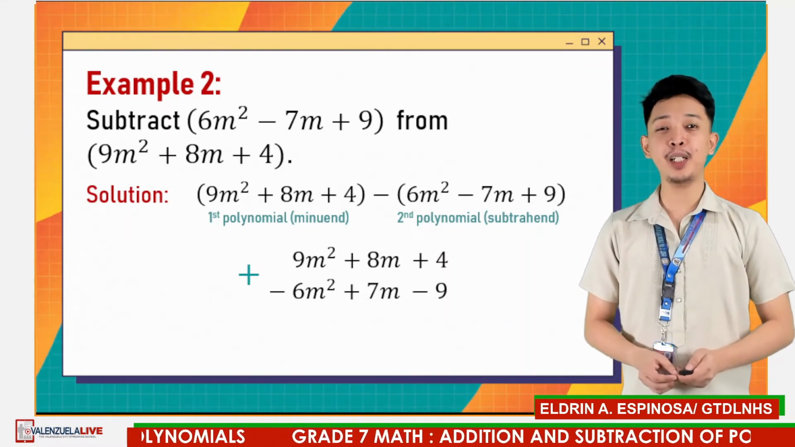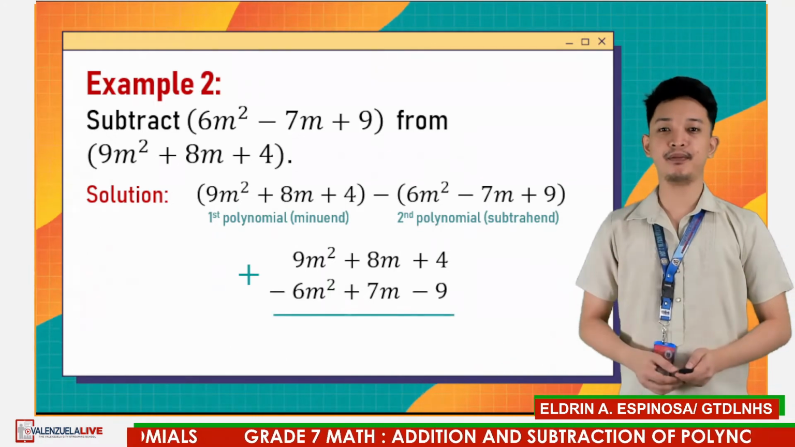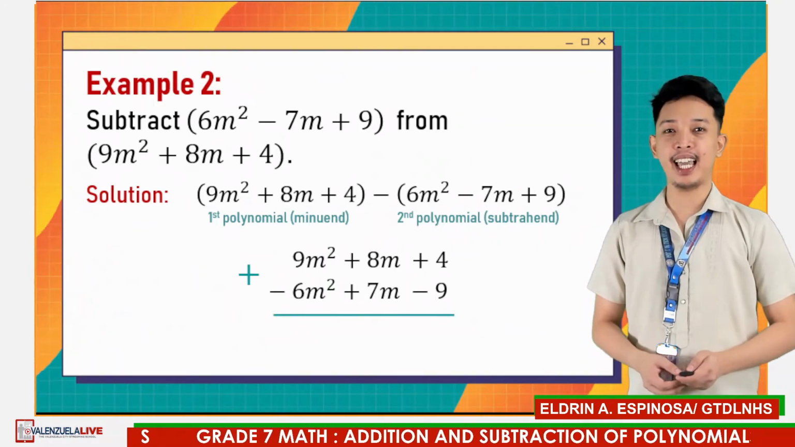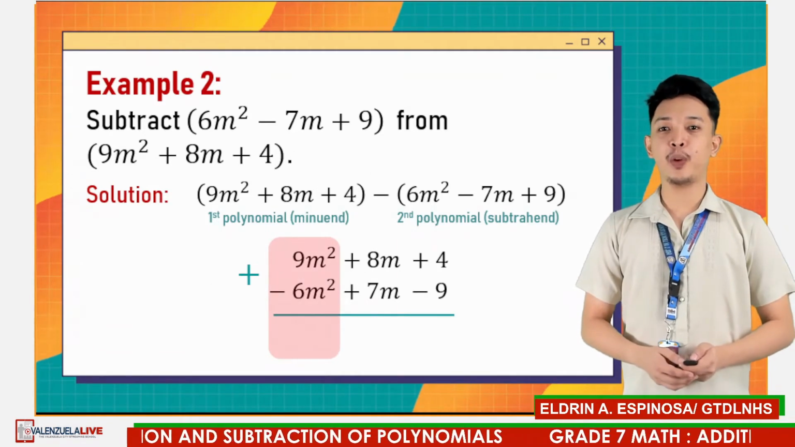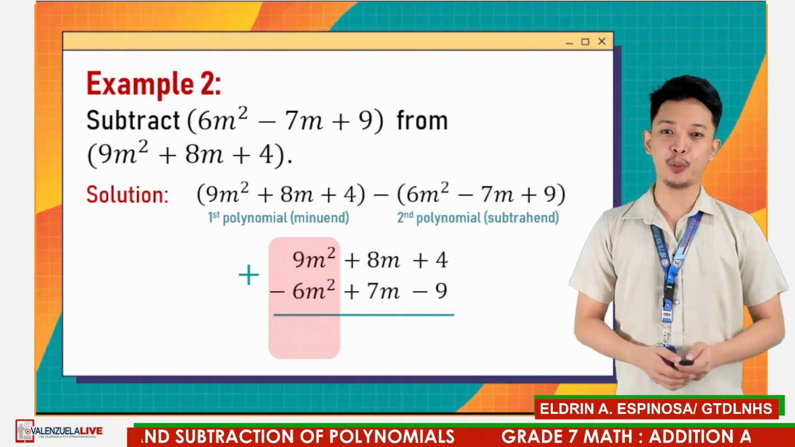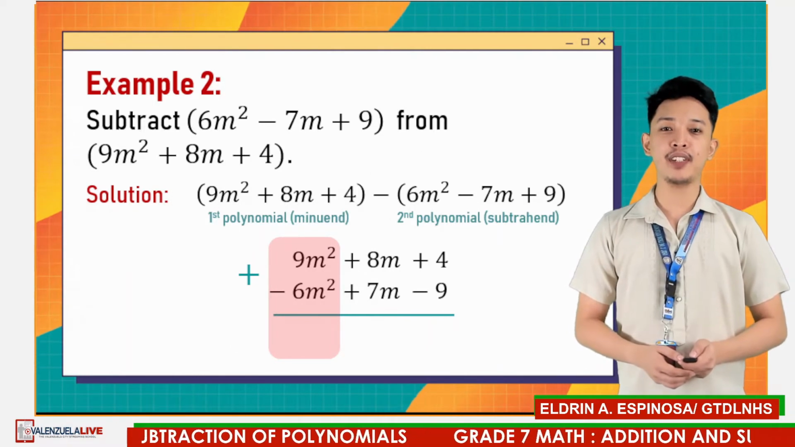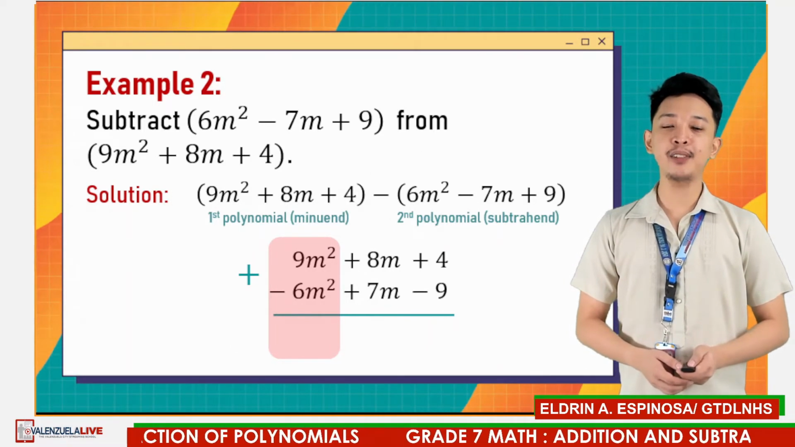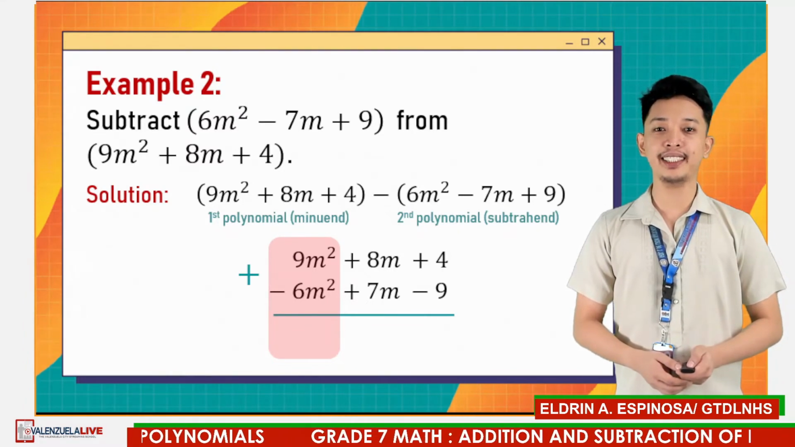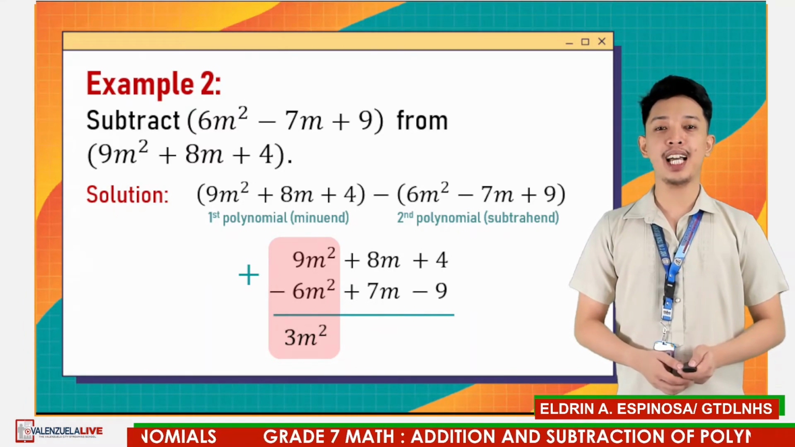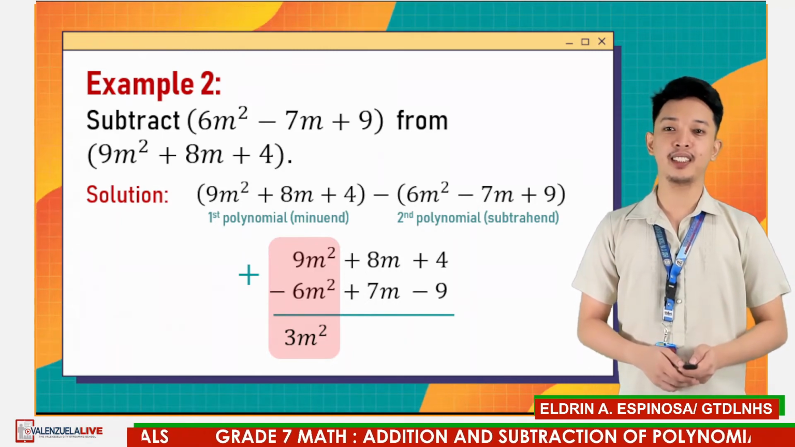Since the similar terms are all lined up, we can now simplify it. Adding the similar terms, we will have 9m squared plus negative 6m squared. Add the numerical coefficients. 9 plus negative 6 is 3. Then add the same literal coefficient, which is m squared. So we will have 3m squared.